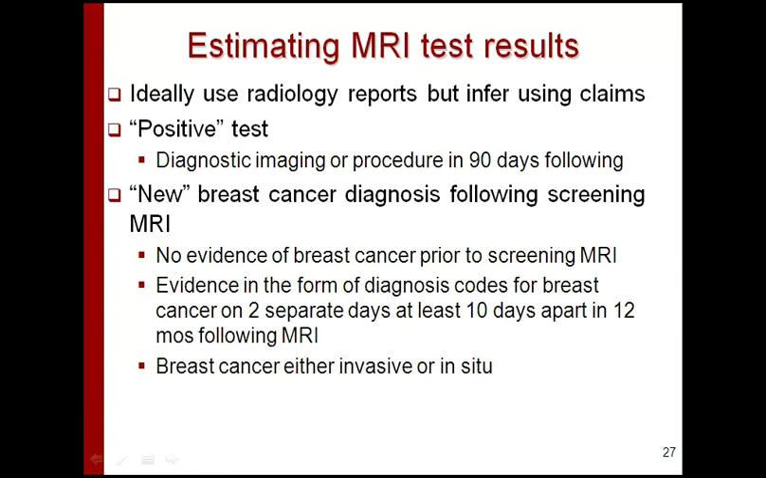So obviously, to get an MRI result, it would be great to have radiology reports, which we didn't have linked to these data. So we're going to have to infer what the result of the MRI was based on the claims. Some work has been done in mammography doing this kind of thing, and we essentially just copied their definition, which was any evidence of a diagnostic procedure or imaging technique within 90 days following the MRI. We're going to call that a positive MRI.